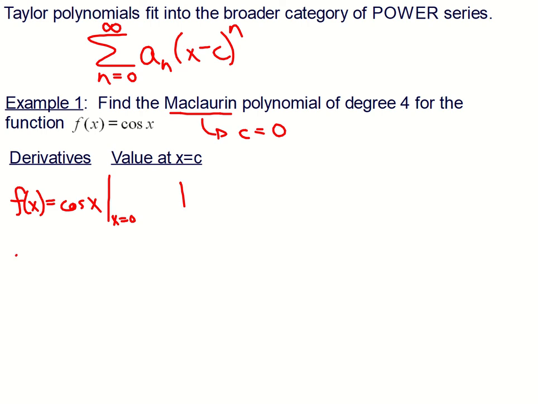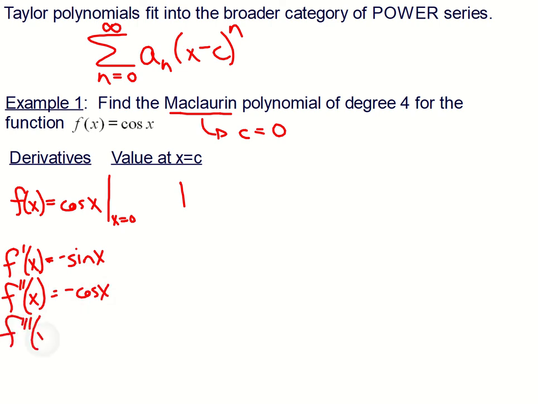Then I'm going to take the first derivative. So the first derivative of cosine would be negative sine of x. The next derivative would be negative cosine x. The third derivative would be positive sine x.